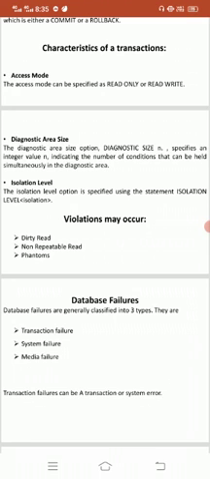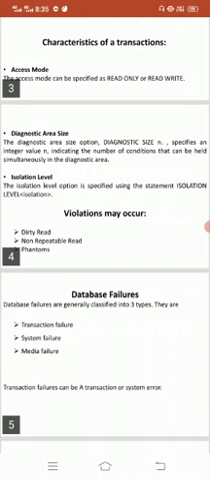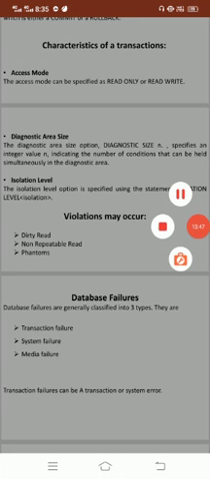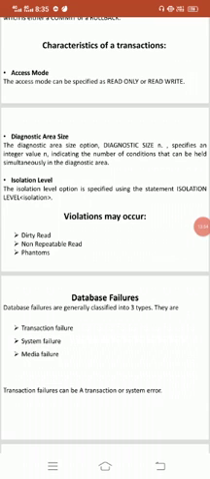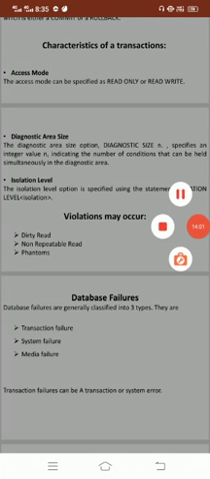So these three are called the violations of isolation level: one is called dirty read, the second is called non-repeatable read, and the third is called phantoms. These three are called violations of isolation levels.